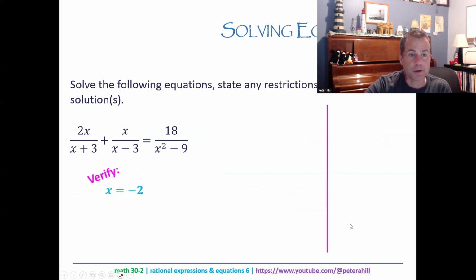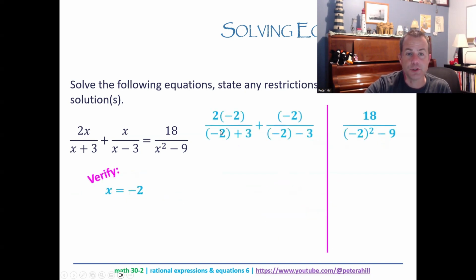But this guy I will verify, so I'm going to plug in negative 2 everywhere where I see x into the original equation. I've got that straight line where my equal sign is. I don't want to put an equal sign there yet because I want to prove that they actually are equal to each other. Okay, 2 times negative 2 is negative 4. Negative 2 plus 3 is 1. Negative 2 minus 3 is negative 5. So I'm looking at something like that.